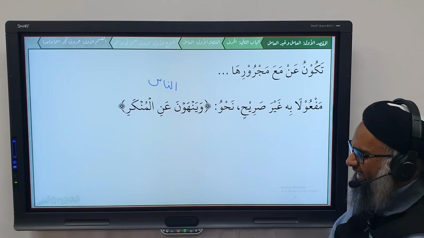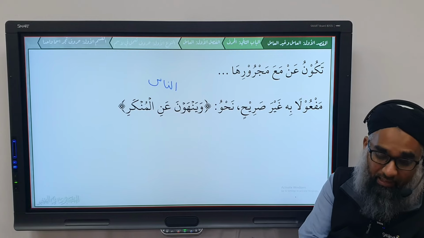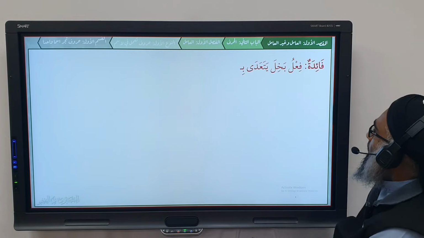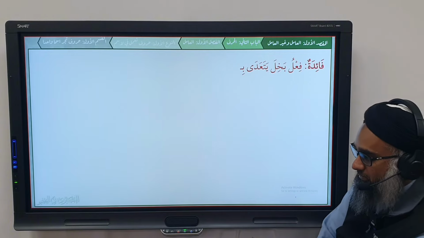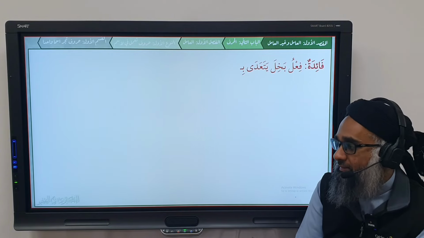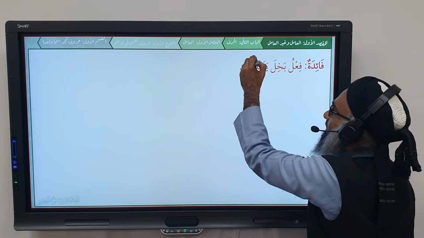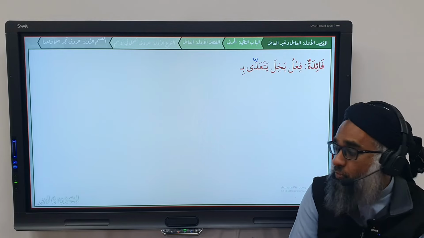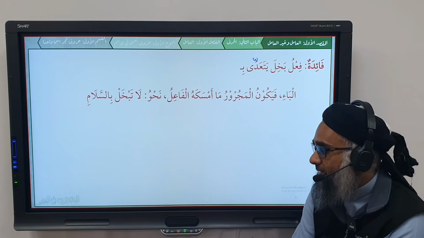Acha. Again, because this is a bit complicated to me, and I thought a few more examples would be useful, I put a few more examples here. We're seeing here the word bakhila. Bakhila becomes muta'addi. This is yata'adda, the shadda is missing. So the word bakhila is yata'adda bi, becomes muta'addi. How is it muta'addi? Bilba.